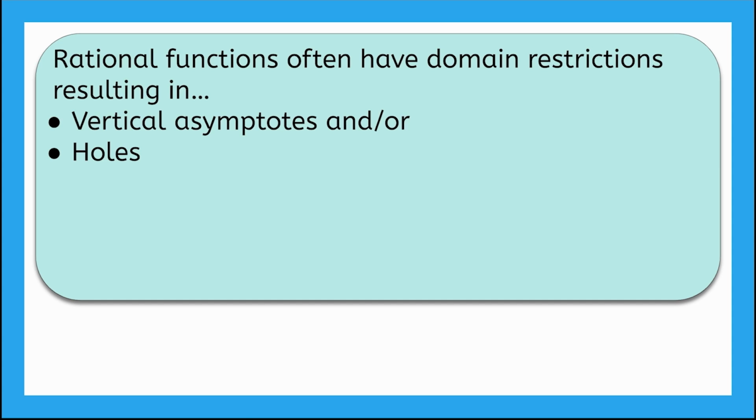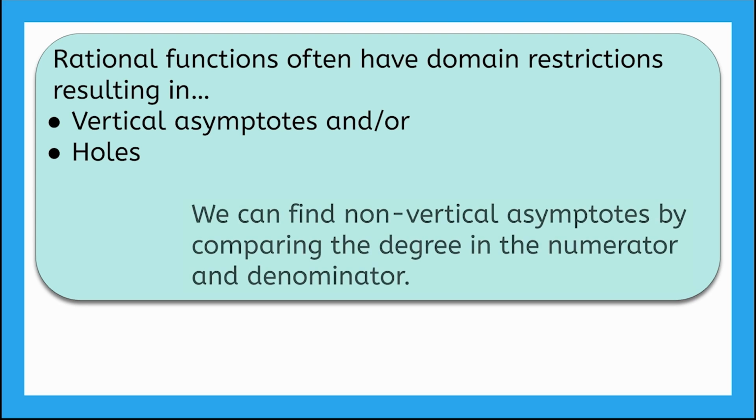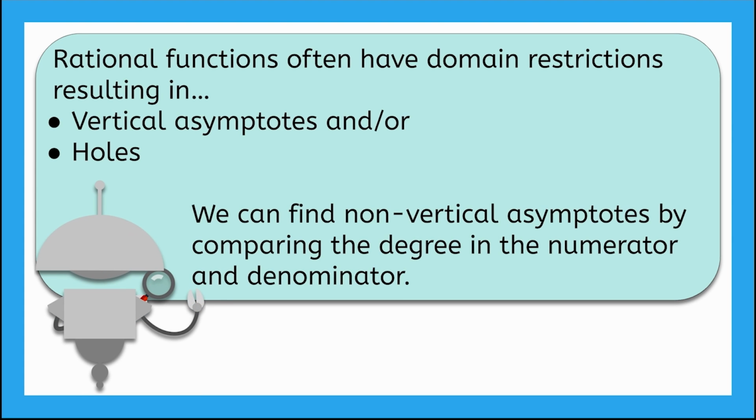In the last lesson, you learned some important tools that will help you graph rational functions. You learned how to find domain restrictions and determine whether the function will have vertical asymptotes or holes. You also learned how to find any non-vertical asymptotes by analyzing the function and comparing the degree in the numerator to the degree in the denominator.